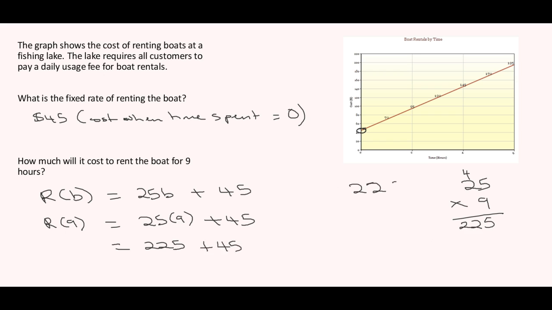So 225, 45. We add that together. 5 plus 5 is 10. You write 0, carry 1. 2 plus 1, 3 plus 4 is 7. 2 plus 0 is 2. So this is 270. So this is going to give us $270 as the cost of renting that same boat for 9 hours.